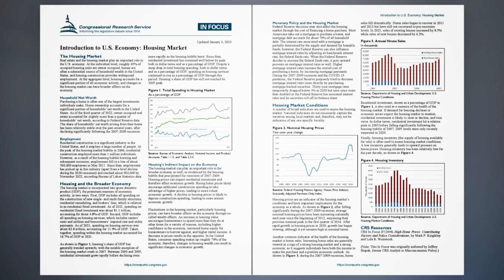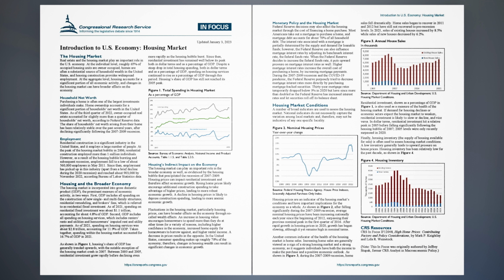Housing's indirect impact on the economy. The housing market can play an important role in the broader economy as well, as evidenced by the housing bubble that precipitated the recession of 2007 to 2009. Housing prices can impact residential investment and therefore affect economic growth. Rising home prices likely encourage additional construction spending to take advantage of higher prices, leading to more robust economic growth. A decline in housing prices is likely to depress construction spending, leading to more anemic economic growth.